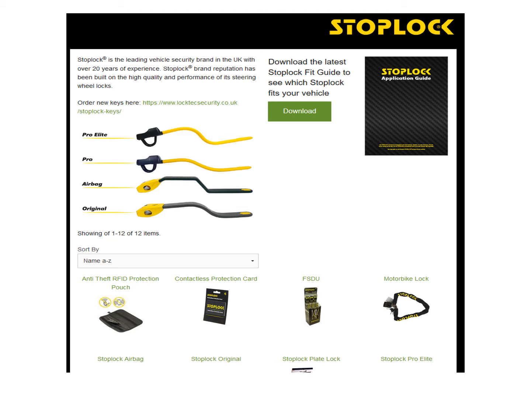So later on, because this was such a success for the company, the Stop Locks continued to have money invested in them, with increased spending on marketing. It was then sold abroad in France and Germany, and then the company tried to break into the US marketplace, again with different product ranges, expanding the Stoplock brand security range with the motorbike lock, FSDU, contactless protection card, anti-theft protection pouch, and various other products, to enhance the Stoplock brand, which was being marketed as the Stoplock security range.